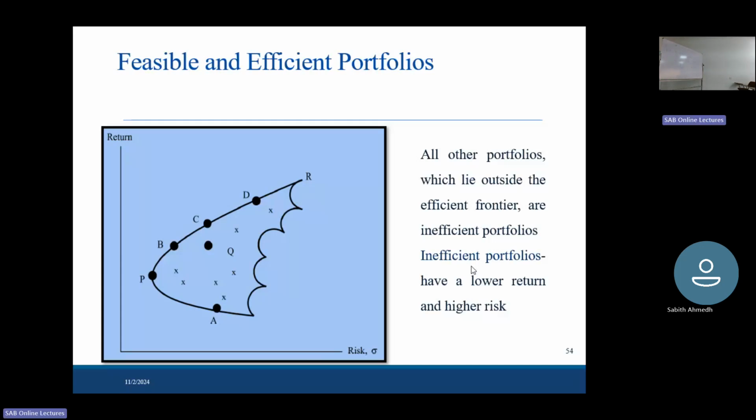Alright, okay. Now if you select this portfolio, this is a portfolio Q. Is it an efficient portfolio? Why? Tell me. Now this is the feasible set of portfolio. So now if you select this one, Q, is it an efficient portfolio? No. Why is that Q is not an efficient portfolio?